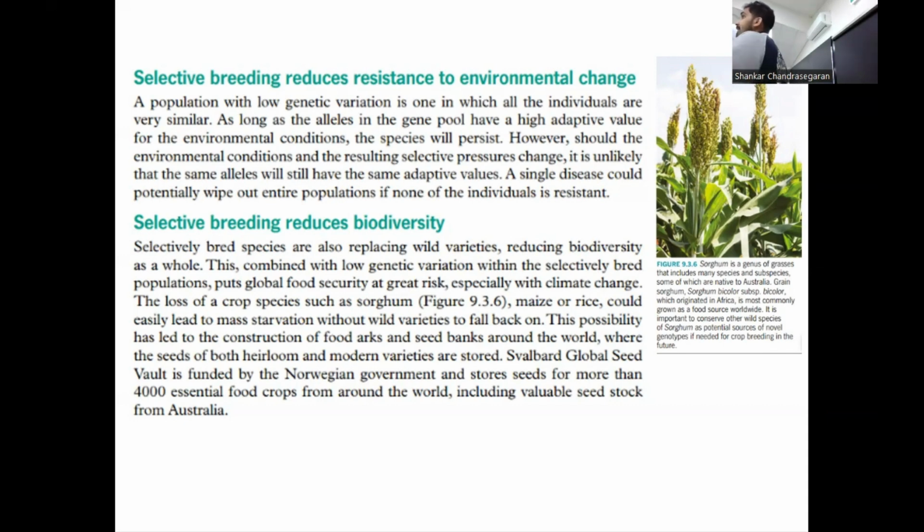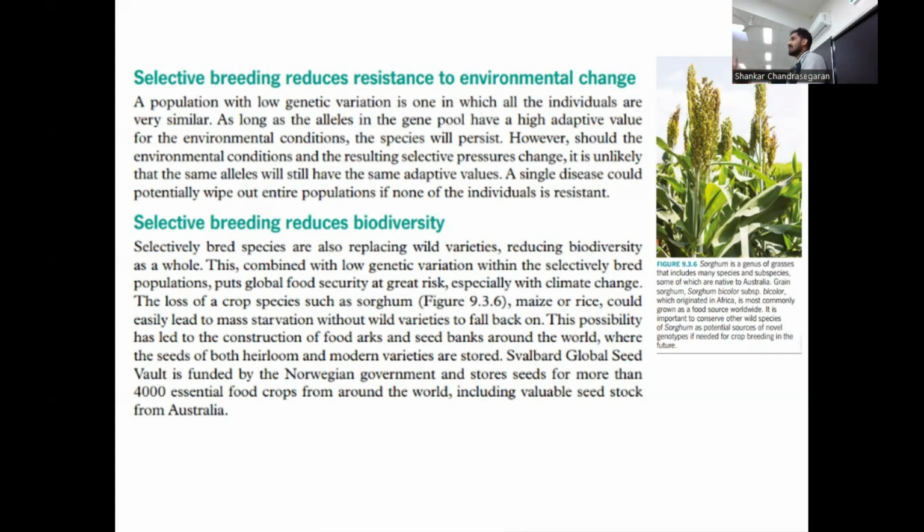If they are losing their resistance to environmental change, they are actually at a risk for going extinct. So as long as the alleles in a gene pool have a high adaptive value for the environmental conditions, the species will be able to persist. More likely be able to persist. However, should the environmental conditions and the resulting selective pressure change, it is unlikely the same allele will still have the same adaptive values, right?